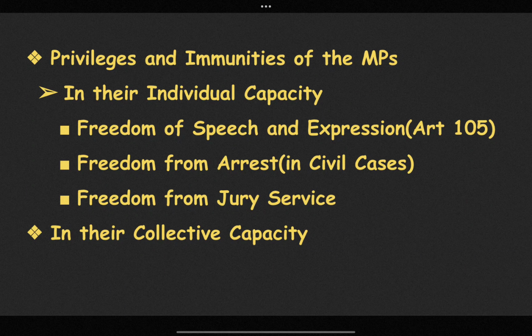Under Article number 105, an MP is immune from any action in the court of law for whatever he has said or revealed in the houses of the Parliament, or for any vote given by him in the Parliament. But the speech and expression of the MP has to be within the rules and procedures of the House of which he is a member.